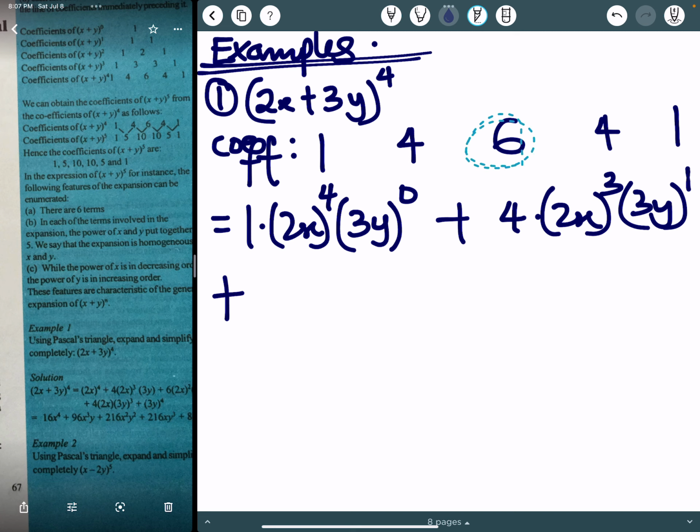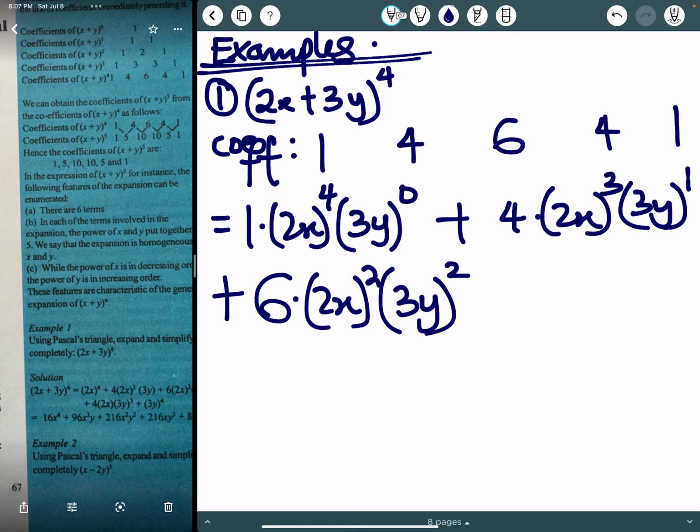Now, let's go to the third term. The coefficient of the third term is 6, so I write 6 down times 2x raised to power 2 times what? 3y raised to power 2. Notice that although their powers end up being the same, we still followed our rule. I reduced the power of 2x from 3 to 2, and I increased the power of 3y from 1 to 2. So the power of the first term will be decreasing, that of the second term will be increasing.